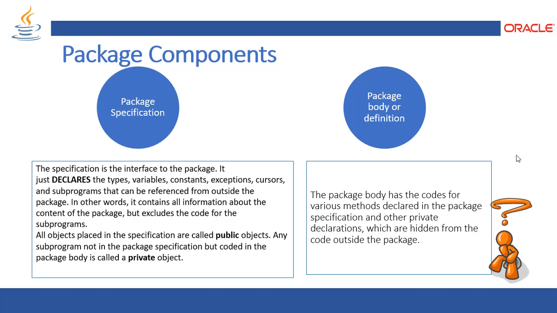Therefore, all the information a package needs to execute a stored subprogram that is contained in a package is in the package specification itself. So here we say the specification is the interface to the package. In other words, it contains all information about the content of the package but excludes the code for the subprograms. Objects placed in a specification are called public objects, and any subprogram that is not in the package specification but coded in the package body is called a private object.